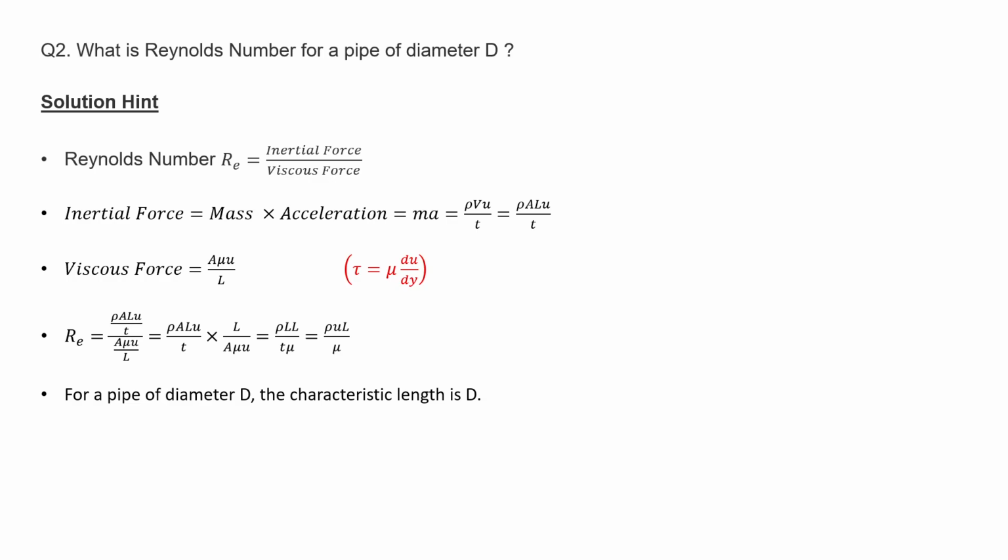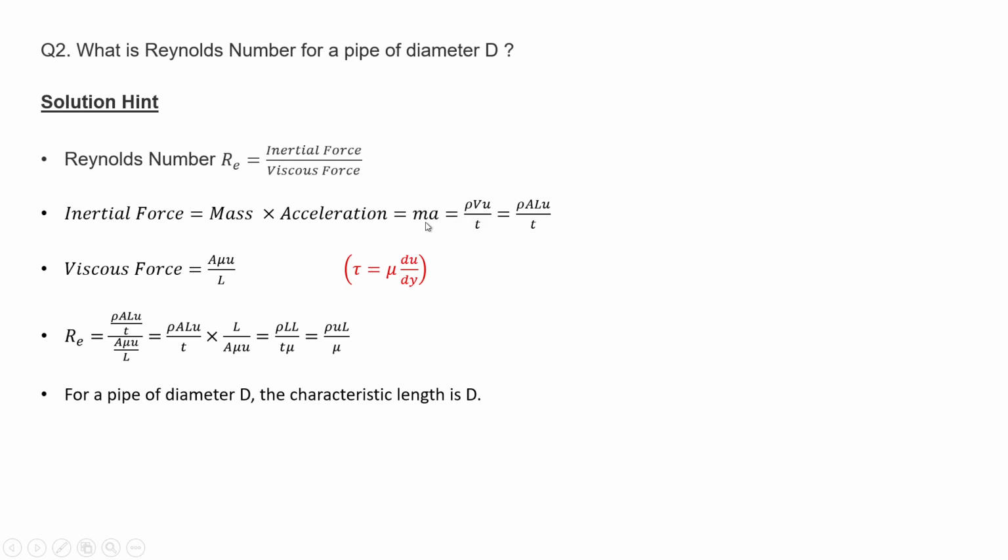Second problem is, what is Reynolds number for a pipe of diameter d? Now Reynolds number is defined as the ratio of the inertial force to the viscous force. Now what is inertial force? Inertial force is the force that we obtain from Newton's second law of motion, and the final form of this force is mass into acceleration, that is m into a.